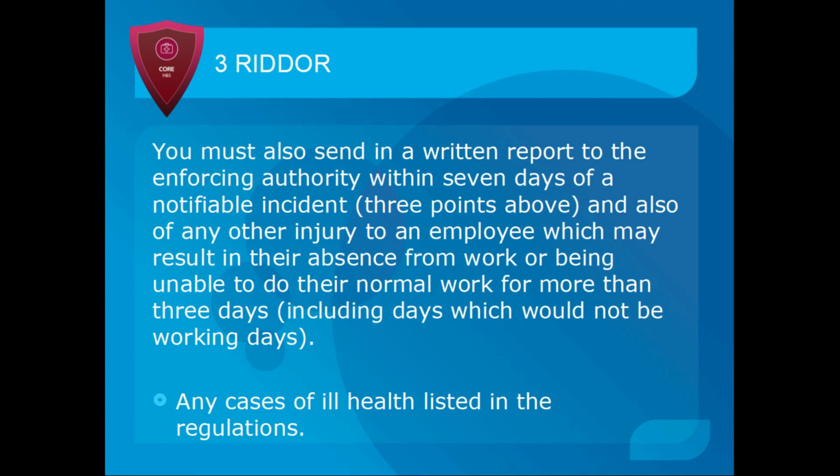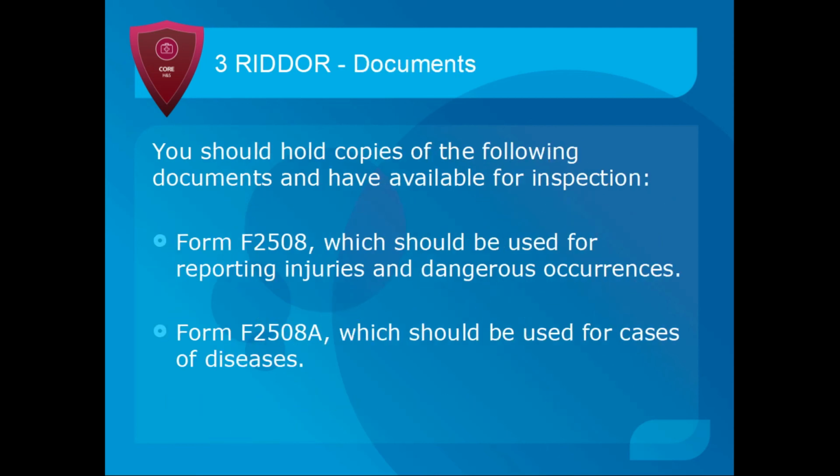These really are only dangerous things that could result in serious injury or death for the 3 points above, and also of any other injury to an employee which may result in their absence from work or being unable to do their normal job for more than 3 days, including days which you would not be working. Any cases of ill health listed in the regulations. You should hold copies of the following documents and have available for inspection Form F2508, which should be used for your reporting of dangerous injuries and dangerous occurrences, and F28A, which should be used for cases of diseases.